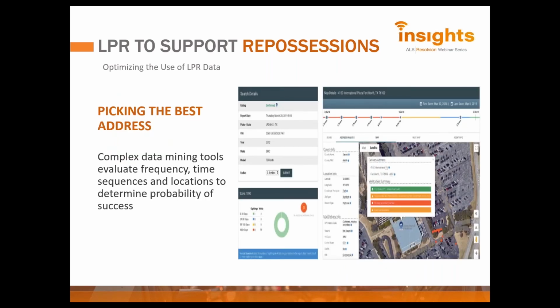So now I'm going to spend a few minutes talking about some of the specialized tools and ways to use the data that you may not be aware of, starting with picking the best address.